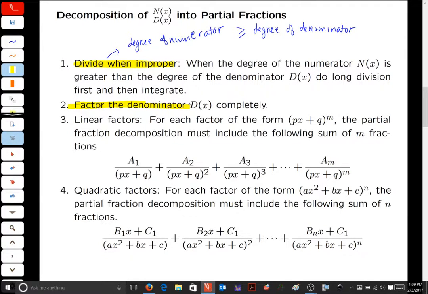Then you have to have the series of fractions of value, and we're going to call them A or B or C. I'm going to use the alphabet. Something over px plus q, something over (px plus q) squared, all the way up to something over (px plus q) to the power that you have in your factored expression. You have to represent all possible powers there. Let's go back and see why. And then we'll talk about the quadratic. I can motivate this one real easily by my example, but we'll do that in a second.